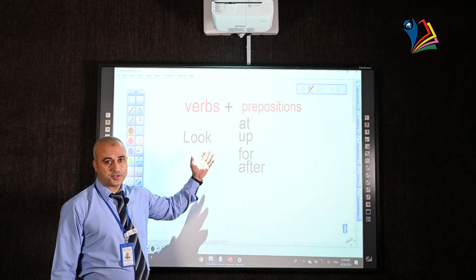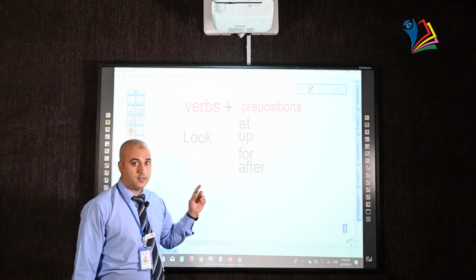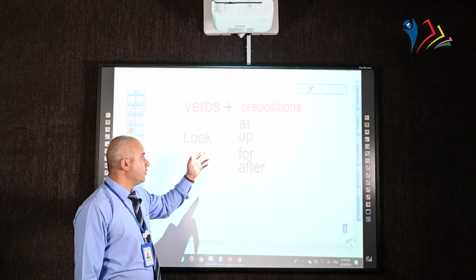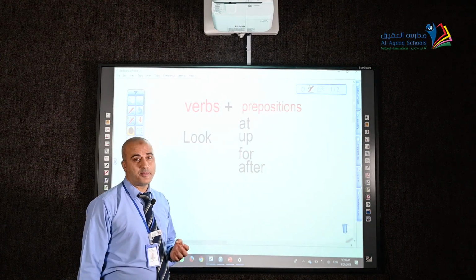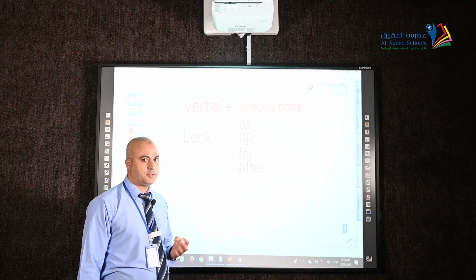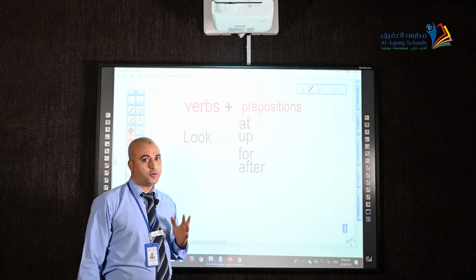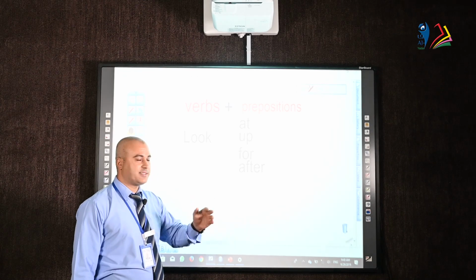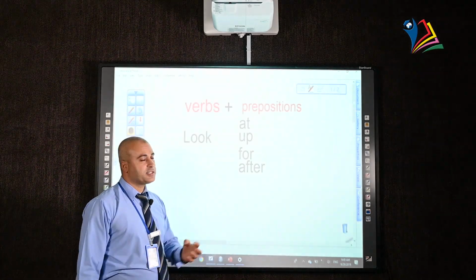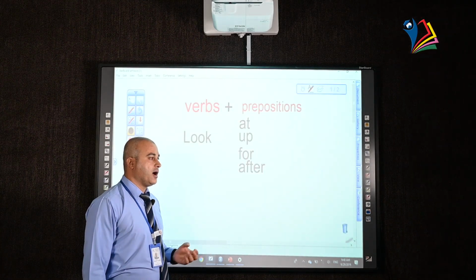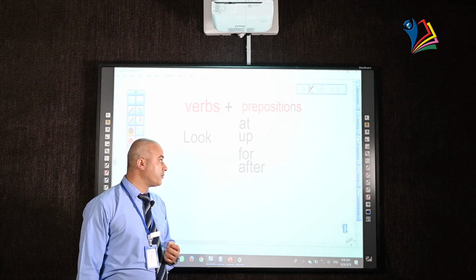Look at means watch. When I say look at me, you should look at the board. Look up means search for the meaning of a word in a dictionary. When I say if you don't know the meaning of a word, you should look it up in the dictionary. Look for means search for someone. When I say I lost my mobile, can you help me look for it?